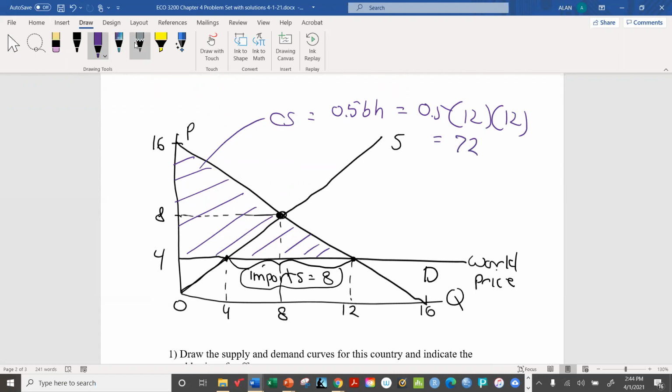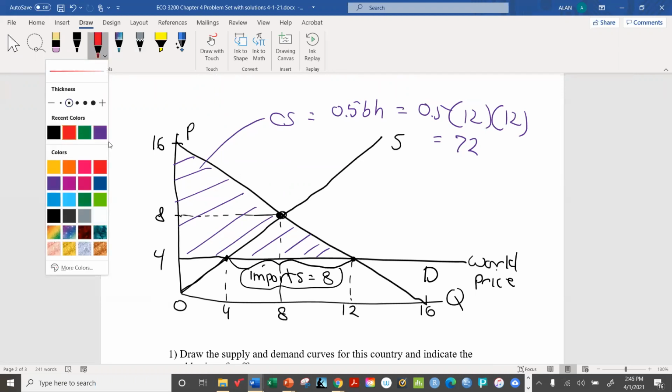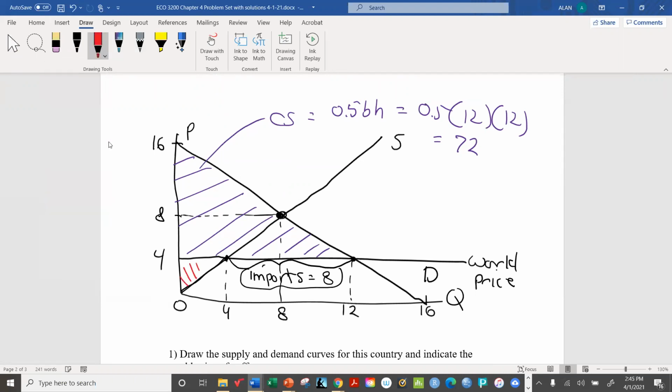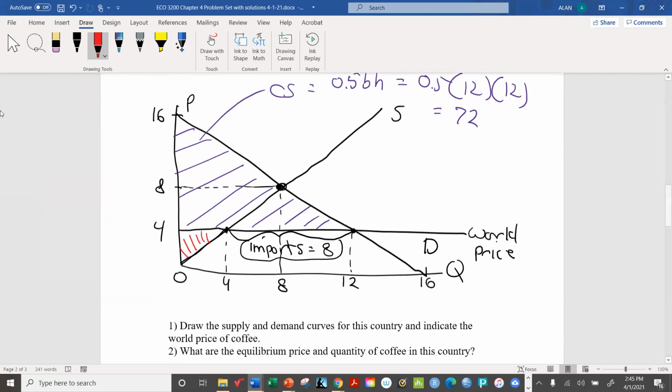The producer surplus, on the other hand, is really tiny. That would be this section down here. All right, so the producer surplus is 1/2 of the base times the height. The base is only 4, the height is only 4. So we end up with 8. All right, so that's where those are coming from. Those triangles represent consumer and producer surplus.